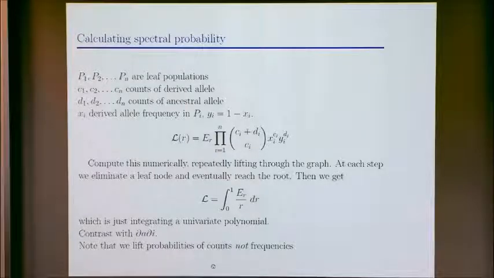And by Ewens's theorem, the likelihood of R is proportional to 1 over R. So my entire likelihood comes down to this univariate integral, e to the R over R. Right. And that's what I do. I take my count data, I take each possible pattern, I apply this lifting formula, I get back to the root, I do this univariate integral numerically.